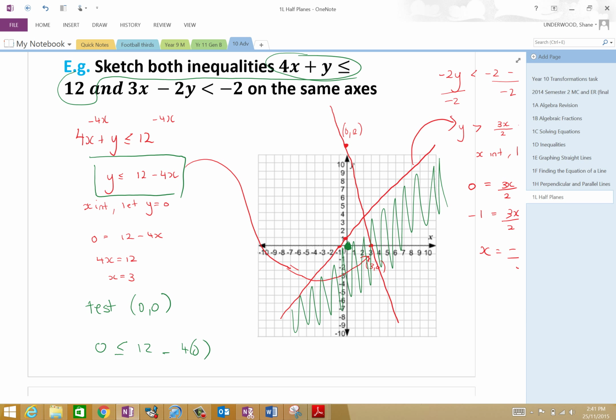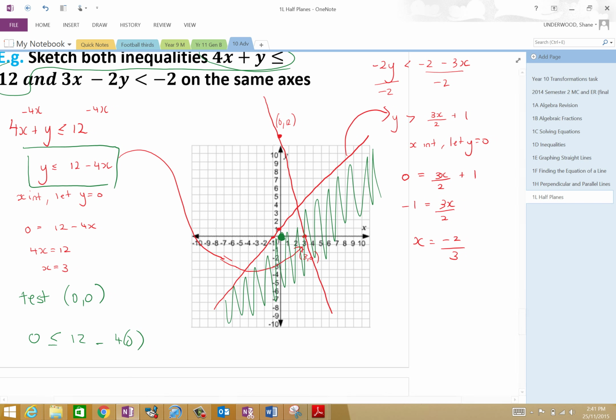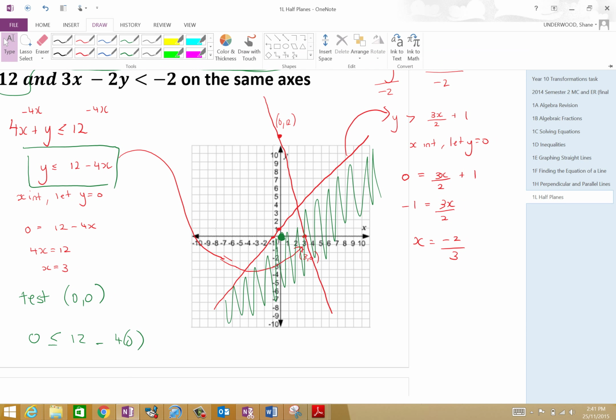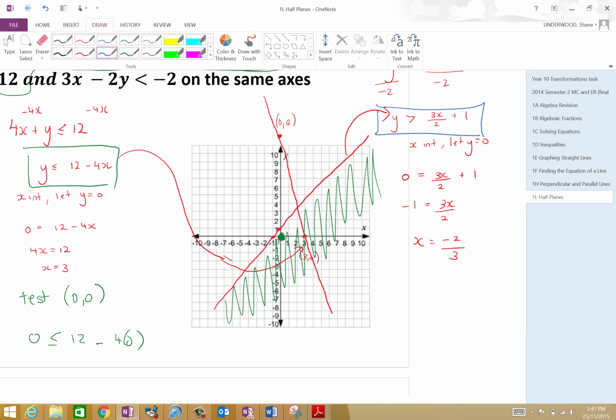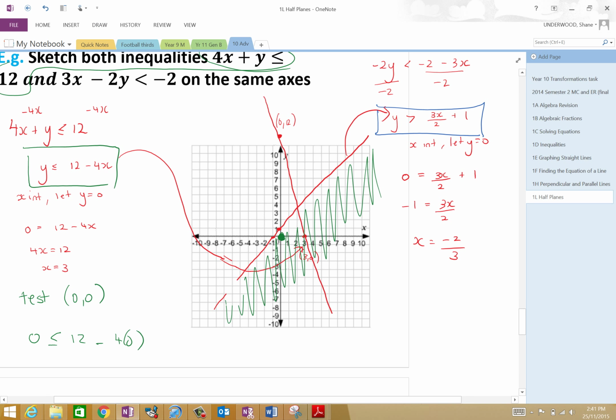The second one is this. We have to ask ourselves, is that a broken line or a solid line? It is a solid line. So what we need to do is replace that, and that is a broken line. And we're looking at the region greater than. The region greater than, is that going to include the origin? No, it's not. So therefore, we could do a test.